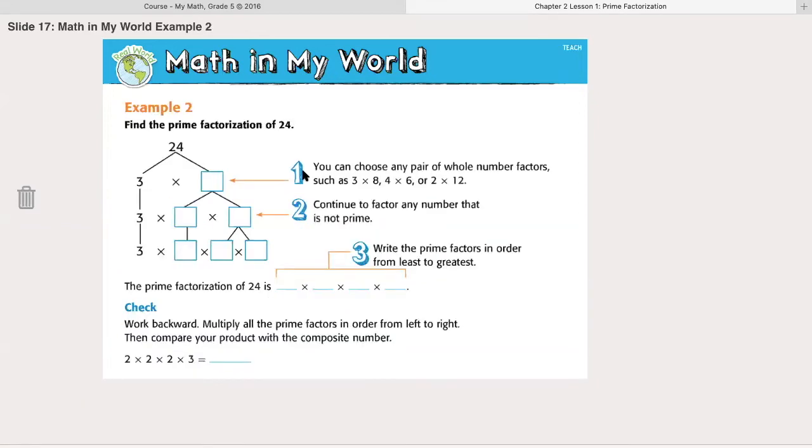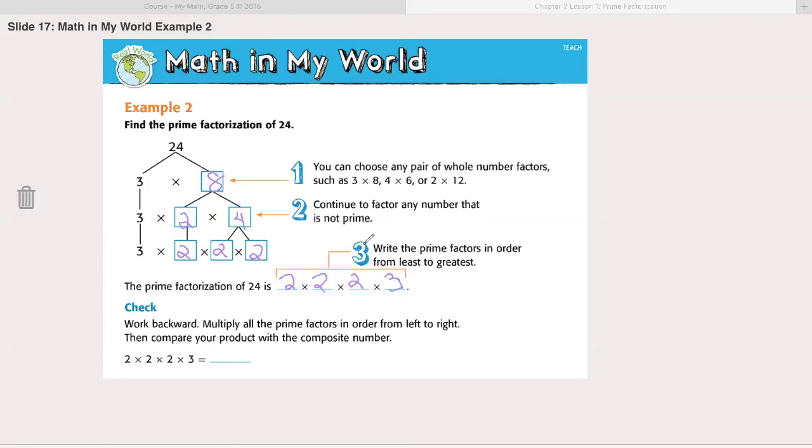Example 2. Find the prime factorization of 24. Okay. You can choose any pair of whole number factors, such as 3 times 8, 4 times 6, or 2 times 12. But since they have already selected 3 on the left, we're going to go with 3 times 8. 8 is divisible by 2 and 4. Those are its factor pairs. 2 is already a prime number, so we just bring that on down. 4 needs to be broken up again. 2 times 2. So the prime factorization of 24 is 2 times 2 times 2 times 3.